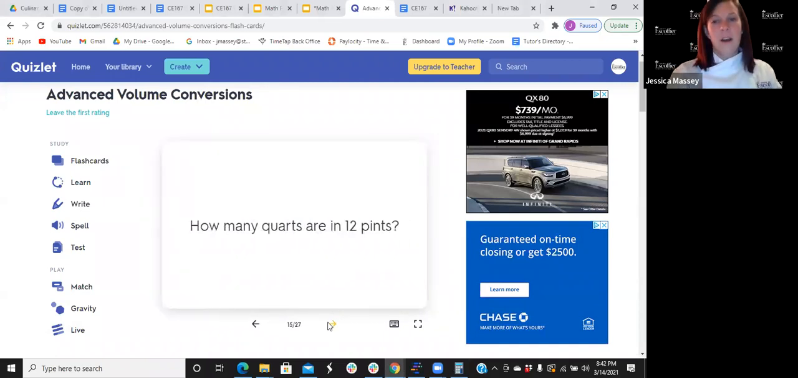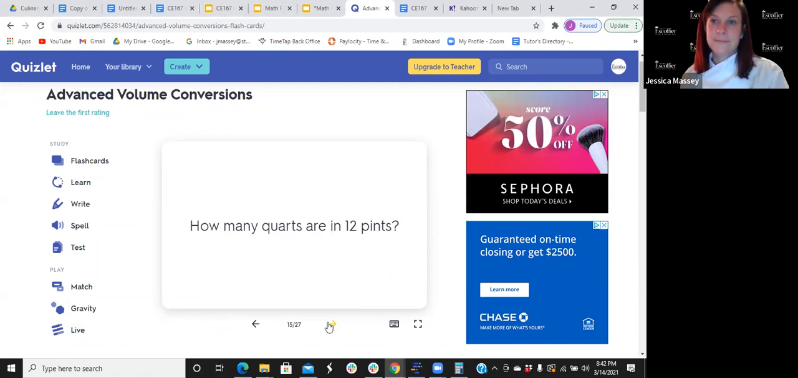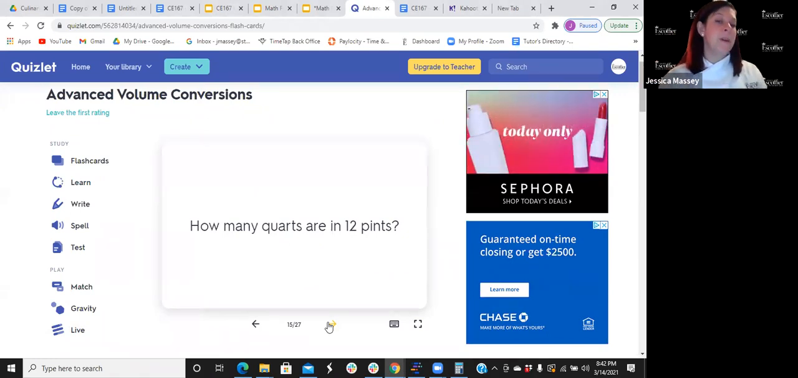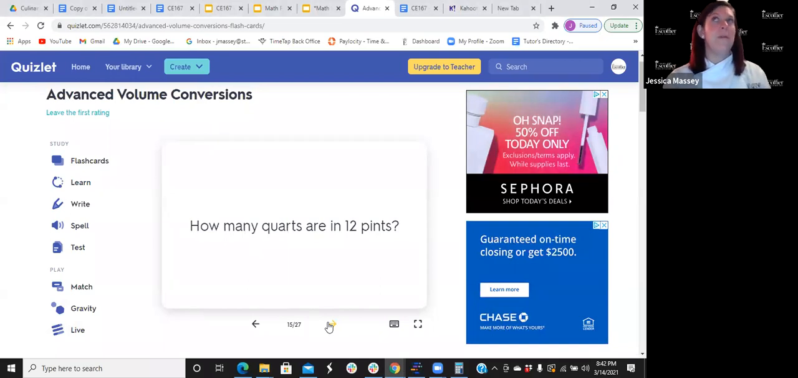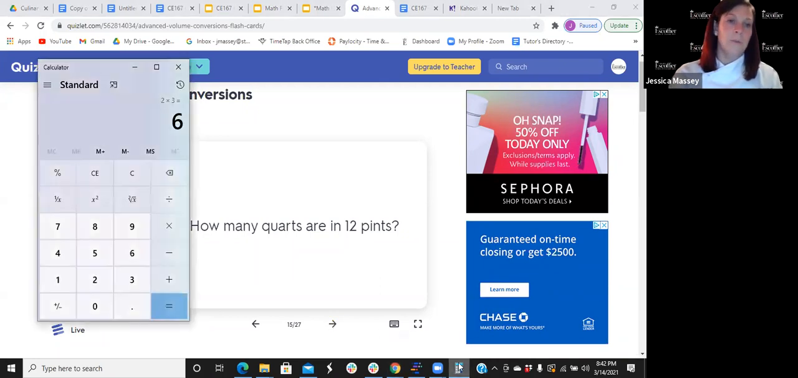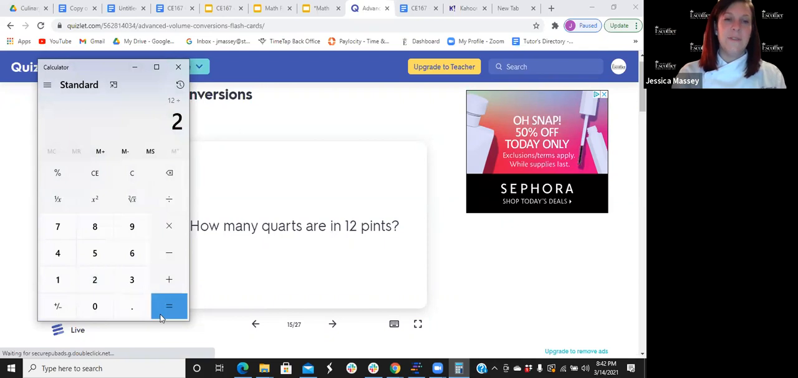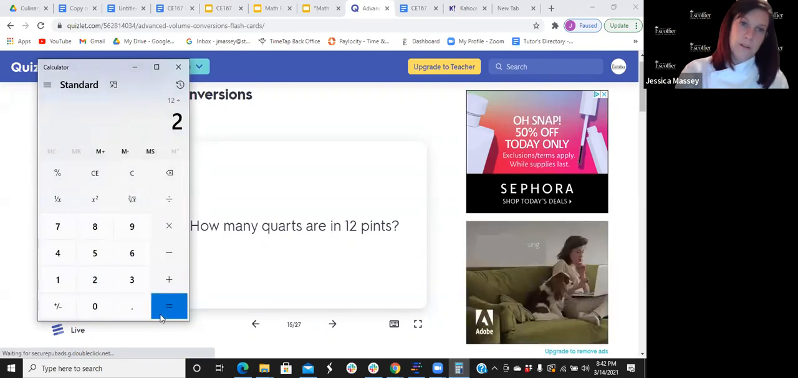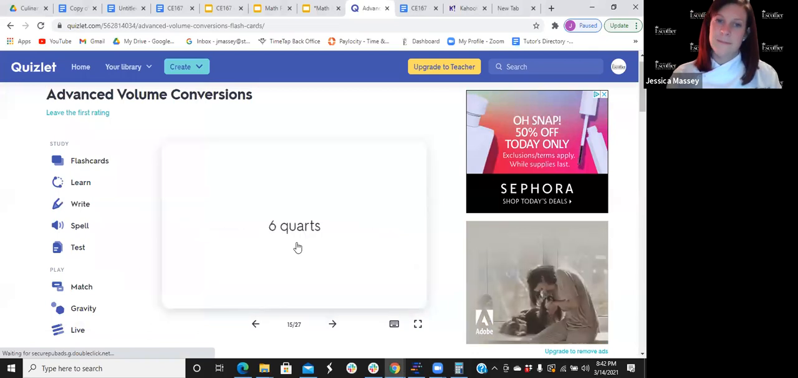How many quarts are in 12 pints? Again, a quart is bigger than a pint. So because we want to know a bigger or larger unit, that is when you would divide. So you take your 12 and you divide it by 2. Somebody's asking, how'd you know it was 2? Because there are 2 pints for every quart you have, and we're trying to get to quarts. So you take your 12 and you divide it by your 2 pints per quart, and that gives you your 6 quarts.